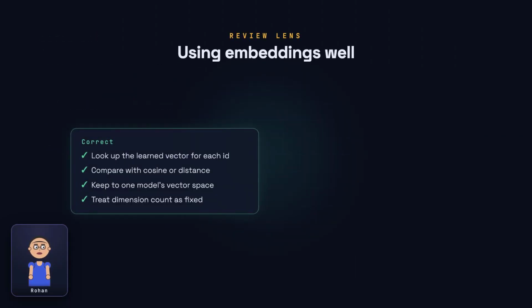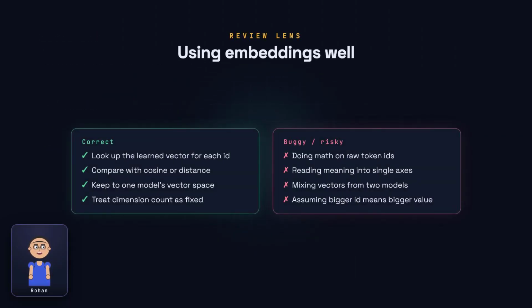Here's your review lens. On the left, the healthy habits. Look up the learned vector, compare with cosine similarity, stay inside one model space, and treat the dimension count as fixed. On the right, the real bugs. Doing arithmetic on raw ids, over-interpreting a single axis, mixing vectors from different models, or assuming a bigger id means anything at all.